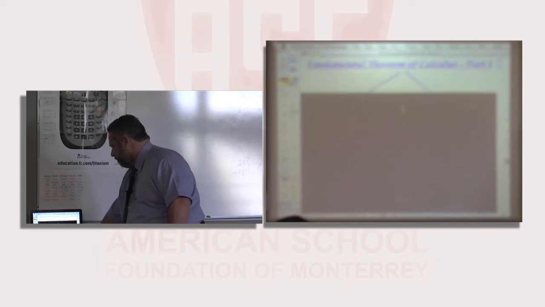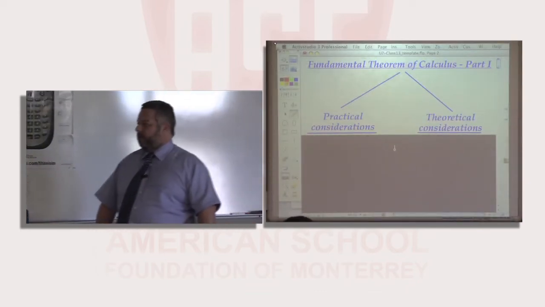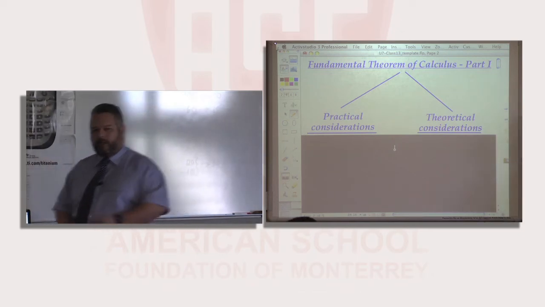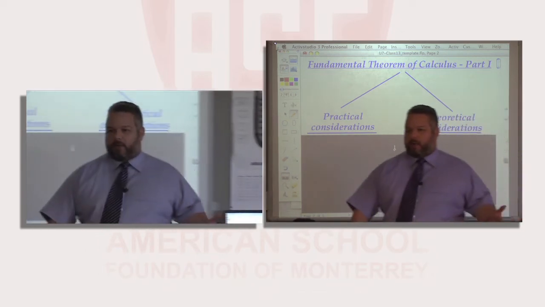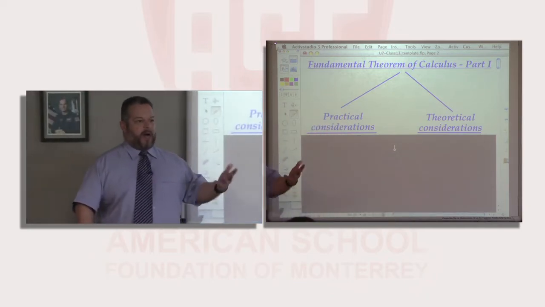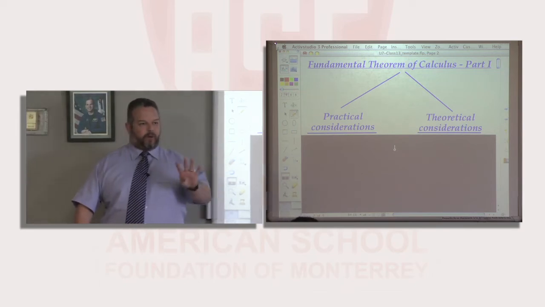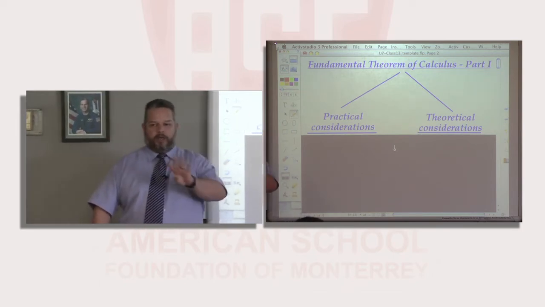One is practical considerations, and one is theoretical considerations. The practical considerations are, how do we get the right answer to these problems? We see a question involving fundamental theorem part 1, how do I get the right answer? And what we're going to see is that there are 4 scenarios. There are 4 situations we need to deal with, and we're going to deal with them separately.